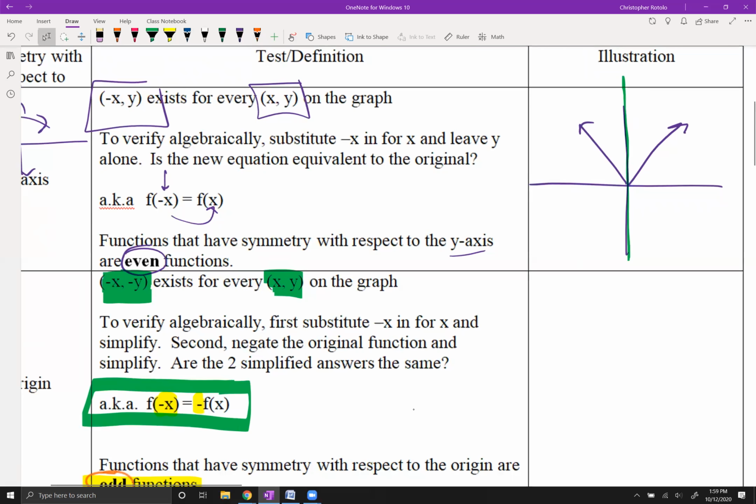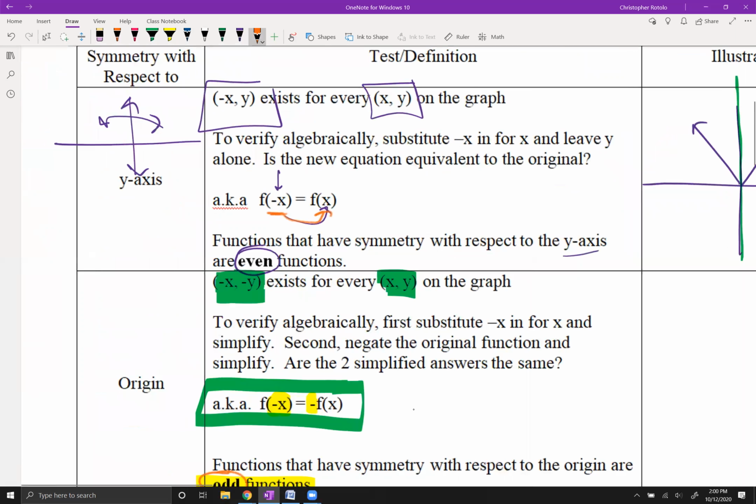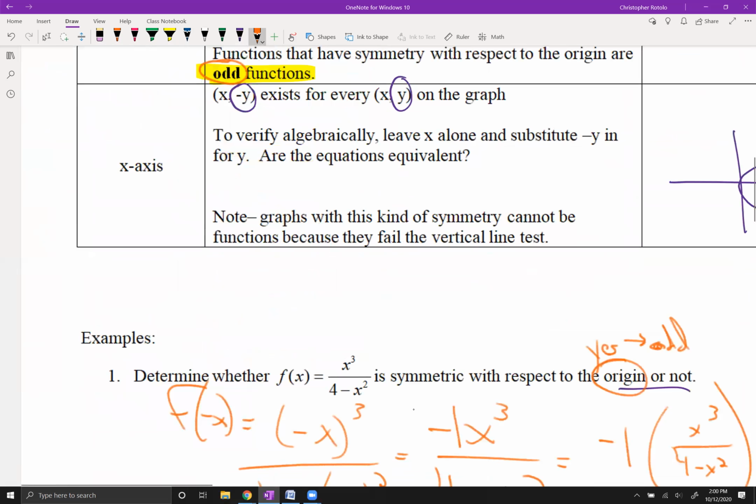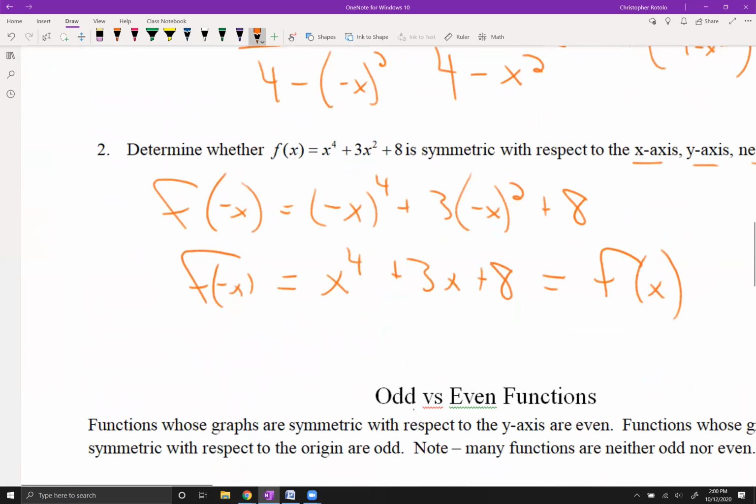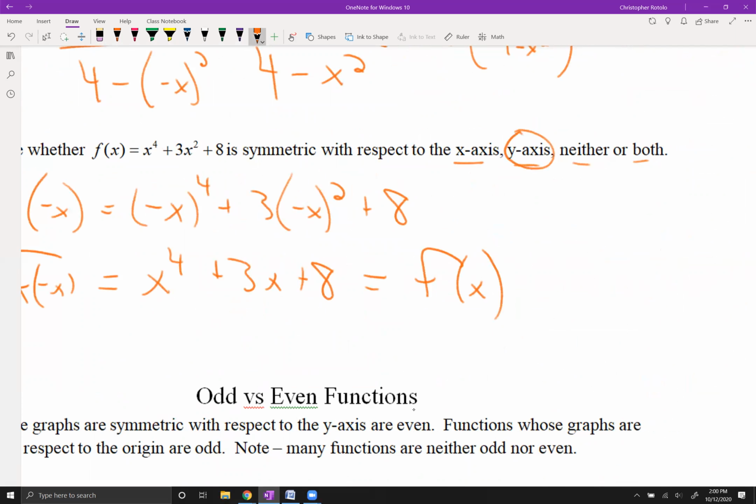So guess what that is? If you plug in negative x and you end up with the original, that's an even function, right? And we know that it does have symmetry around the y-axis. So that's our y-axis, and we call it even because these two things get tied together. All right, so that was a little extra on our algebraic because I think those are the toughest ones.